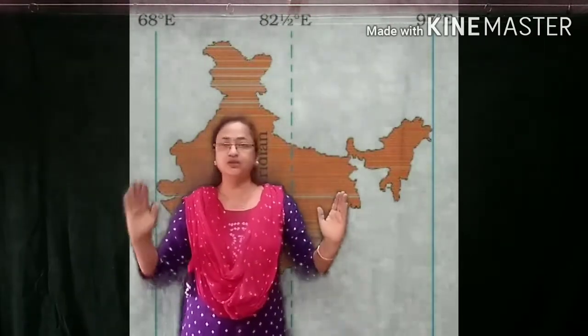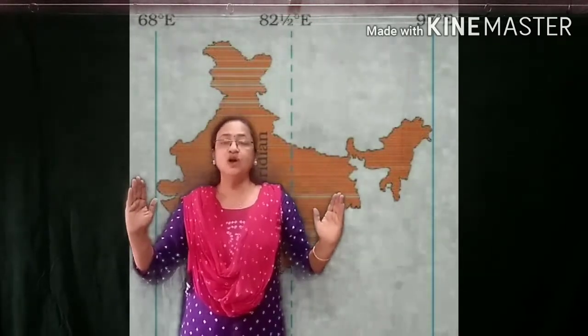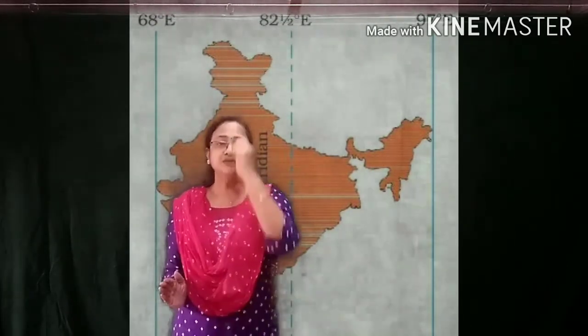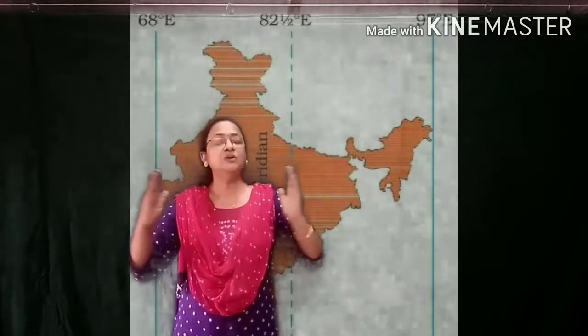Okay, about 2 to 2.5 hours difference is there from Gujarat to Arunachal Pradesh. So we are taking a central meridian, that is the 82 degree 30 minutes east meridian, which is passing almost near Allahabad. That is the central meridian we are taking. Okay, so that is India's case.